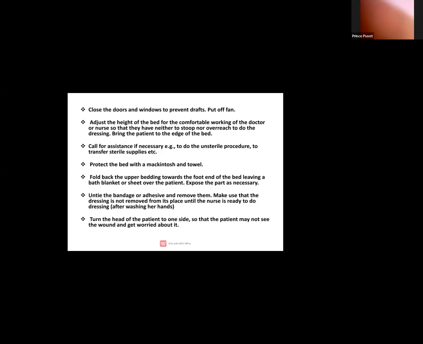Now you close the doors and windows to prevent drafts, put off the fan to avoid air currents, and adjust the height of the bed to a comfortable working height for the doctor or the nurse, so that they have neither to stoop nor overreach to do the dressing. Remember that we talked about proper body mechanics. So bring the patient to a comfortable height, and you can bring the patient to the edge of the bed. You can call for assistance if necessary.